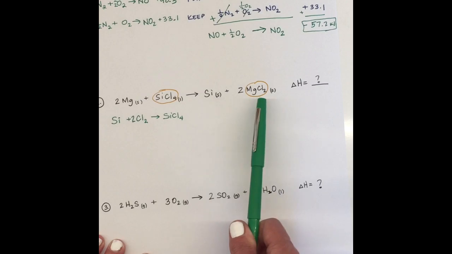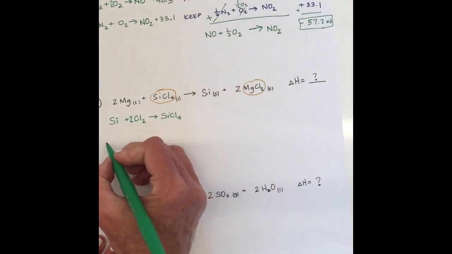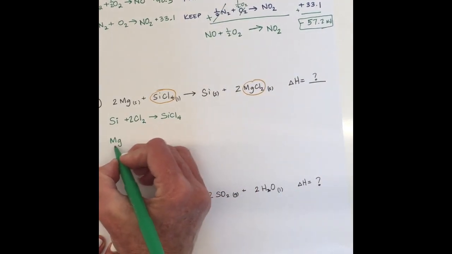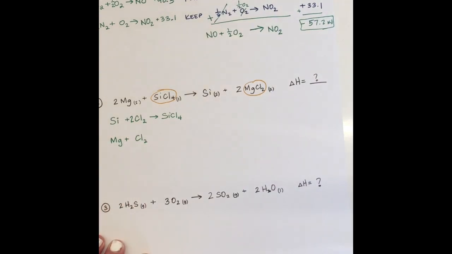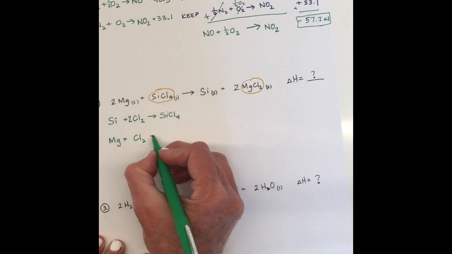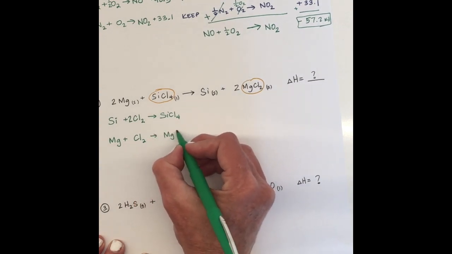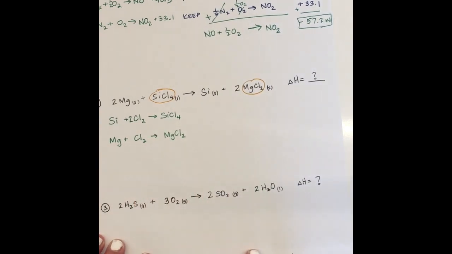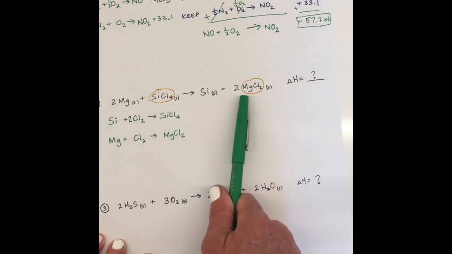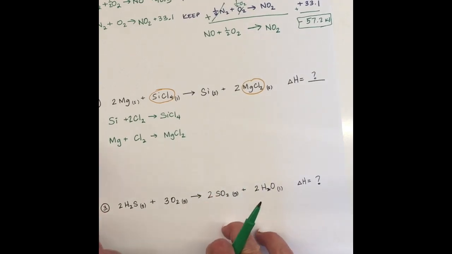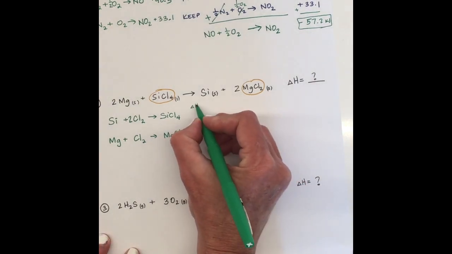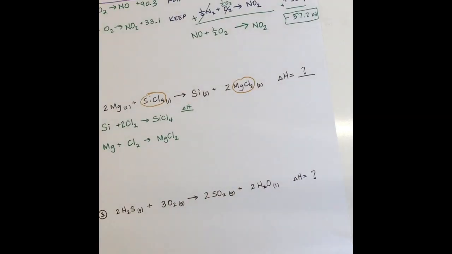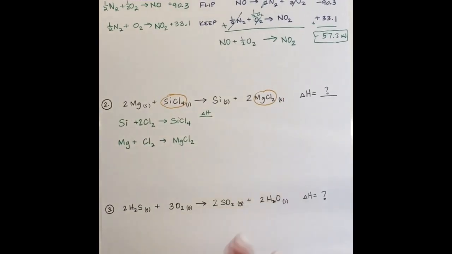So that's that compound. This compound, MgCl2, well, that's made of Mg, not diatomic, plus chlorine, which is a diatomic, so I put the 2 there, make MgCl2. Again, do not worry about the 2 in front of it yet. We're just writing the formation equation for the compounds. Look up the delta H's on your chart and write those next to it.